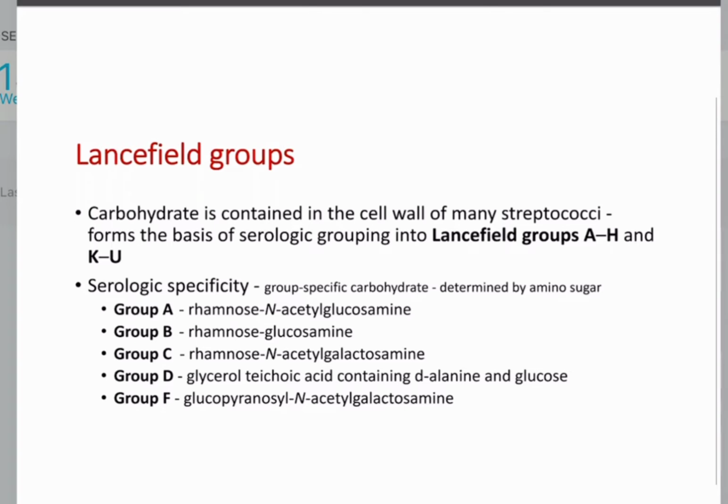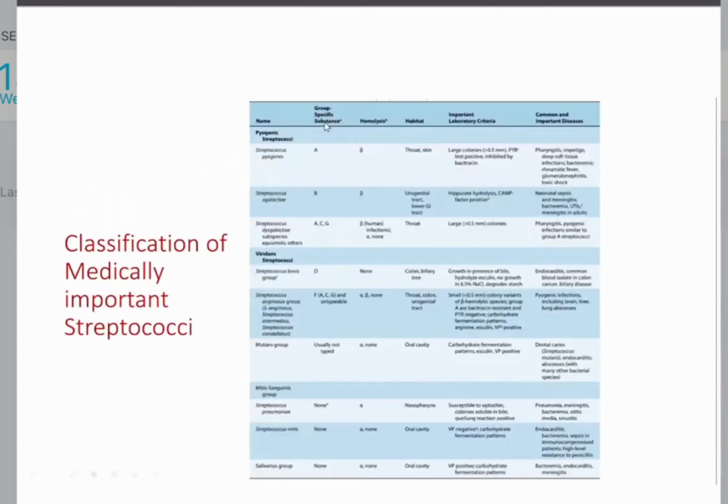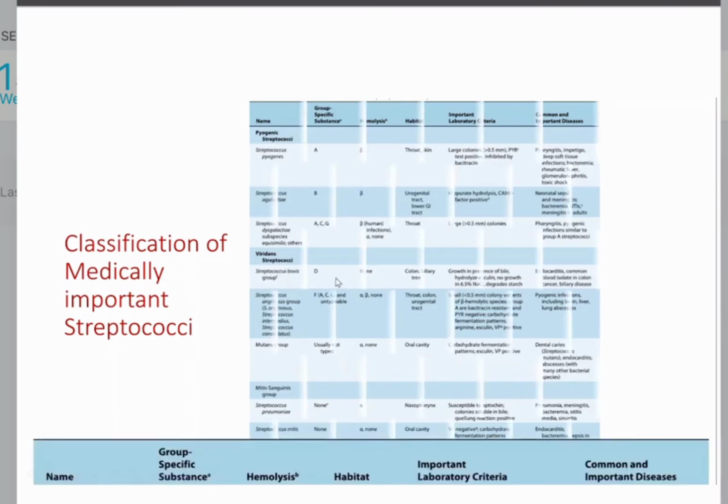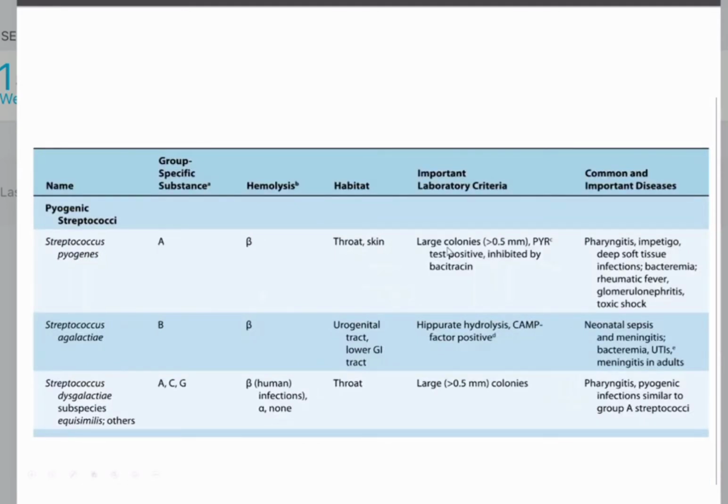So based on the Lancefield grouping, you have the classification of the bacteria, and there is another classification which is nothing but the beta hemolytic and the alpha hemolytic. Most of the alpha hemolytic streptococci are grouped together into the large group which is known as Viridans streptococci. We will be reading about the Viridans streptococci later, but for today's class, it is the beta hemolytic streptococci.